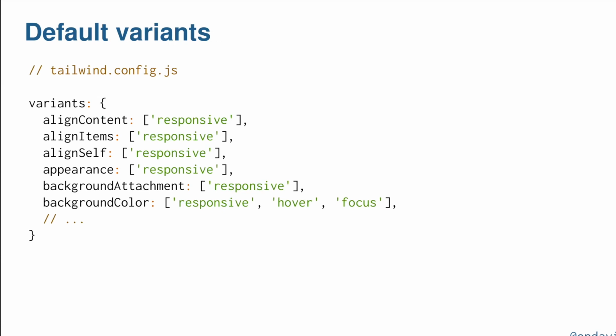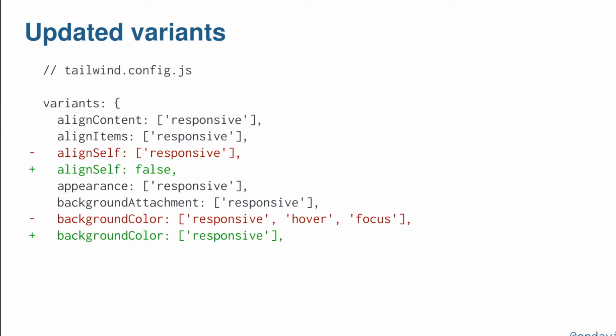It's our default variant list. And let's say we're not going to use certain things. So if we're not going to use align self at all, we can remove the array and just say false. It won't generate any align self classes at all. Let's say we're only going to use background color responsively. So we're not going to change that on hover and focus. We can just remove them from the array, and it won't generate those classes either.